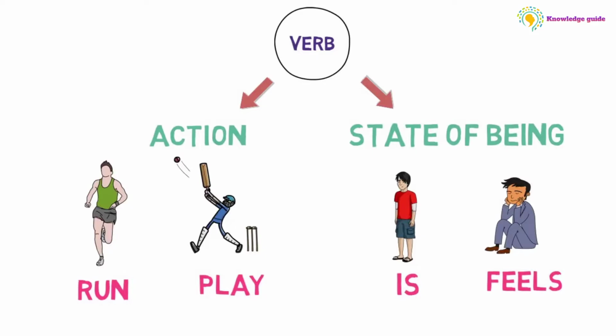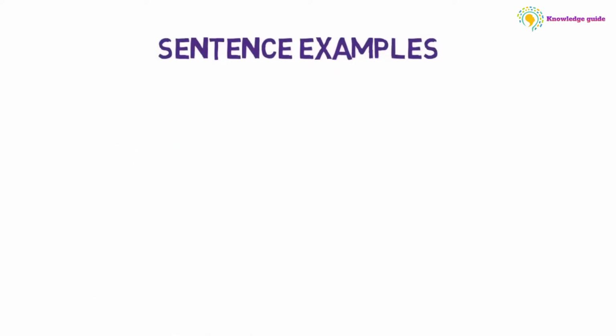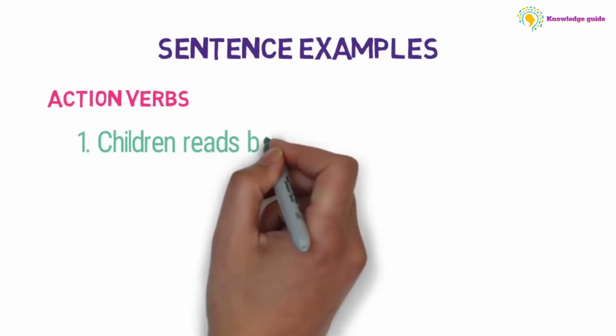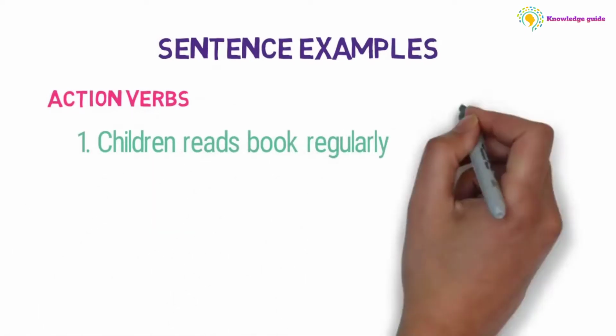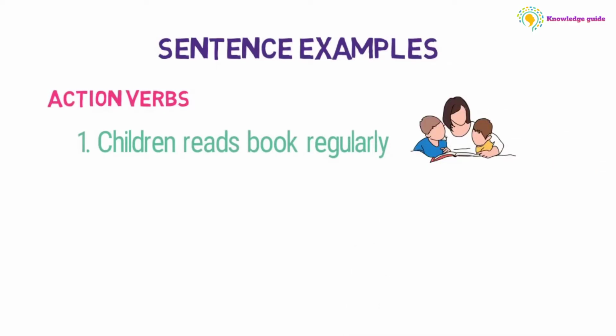Let me show you the sentence examples of these verbs now. So friends, first of all, let us look at the action verbs. Children read books regularly. So what are the children doing in this picture? They are reading books, and thus reads is an action verb.